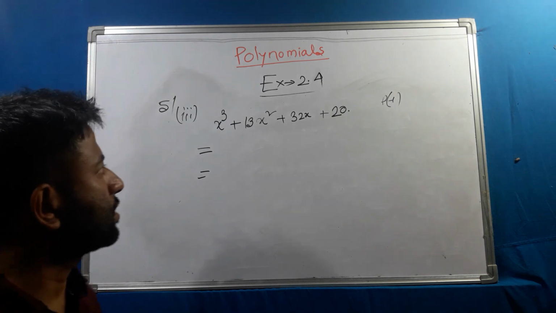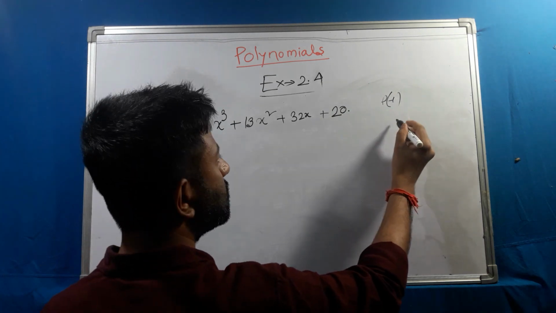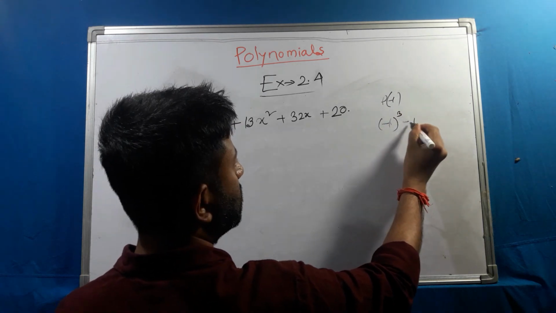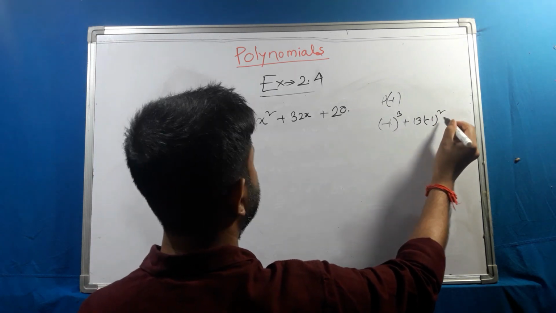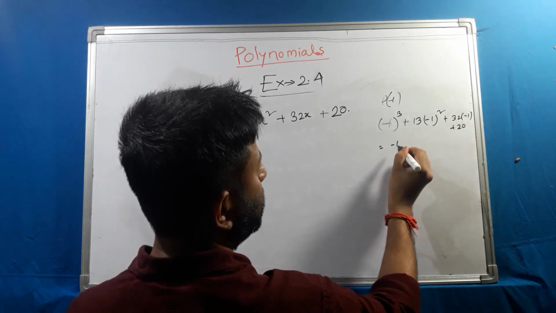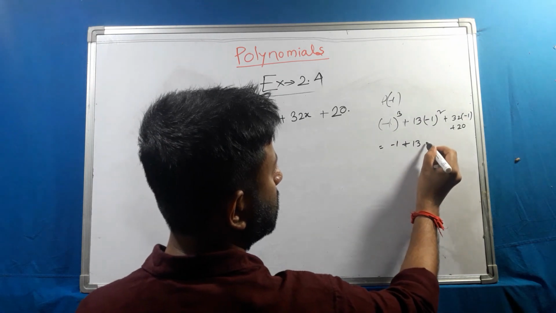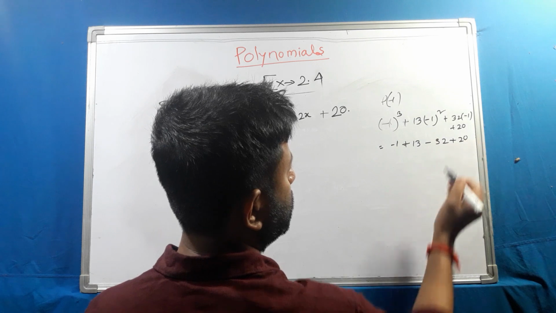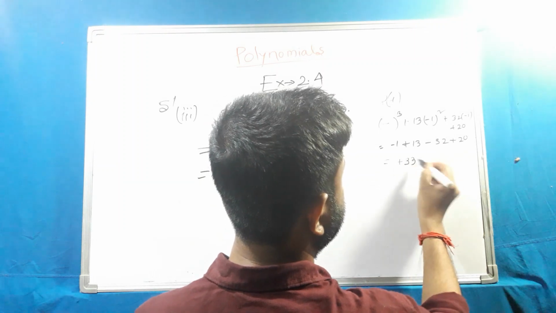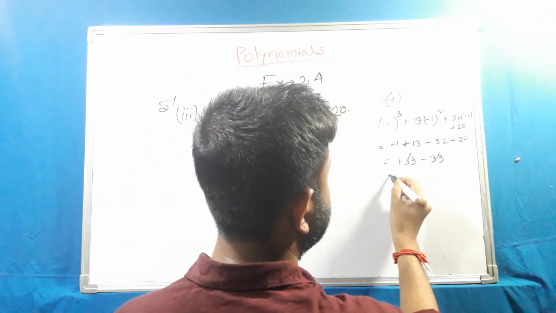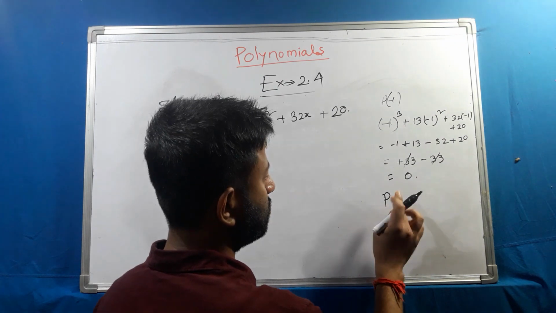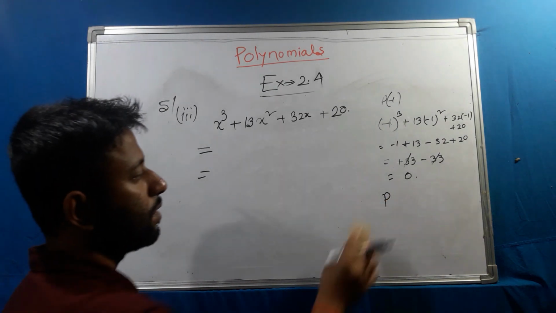जैसे मैं -1 लेके चेक कर रहा हूँ, it will become -1 cube plus 13 into -1 square plus 32 into -1 और plus 20. तो -1, 13, -32, +20. ये टर्म आ रहा है +33 और ये टर्म मिला के आ रहा है -32. आधे मिले दोनों को काट दीजिए, यहाँ पे 0 आ जाएगा. मतलब -1 इसका एक रूट है.